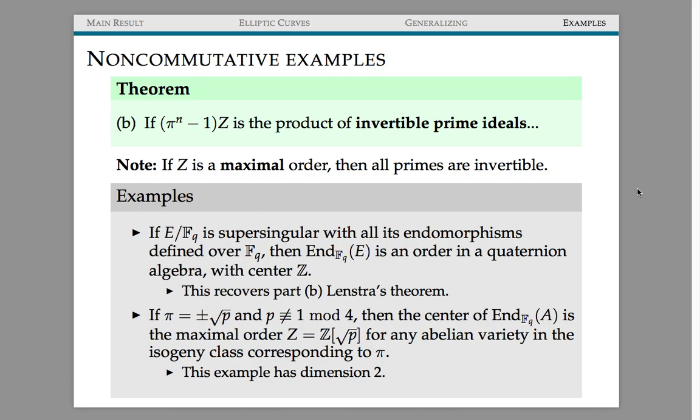and this is going to recover part B of Lenstra's theorem. And a little bit more generally, if I think of pi being plus or minus the square root of a prime, p, where p is not 1 mod 4, then the center of my endomorphism ring is the maximal order Z adjoin the square root of p for any abelian variety in the isogeny class corresponding to pi. And here I'm implicitly using the Honda-Tate theorem that says I can just specify a Weil Q integer, which is to say the integer I associate to pi, and there are some abelian varieties associated to it. And this is a two-dimensional example with a non-commutative endomorphism ring where the theorem applies.